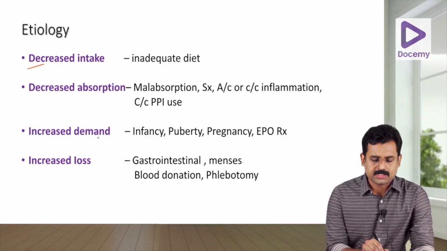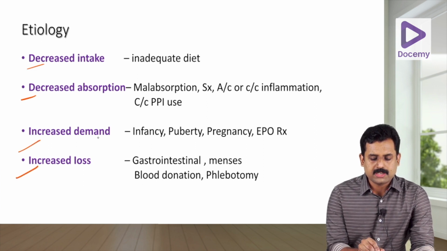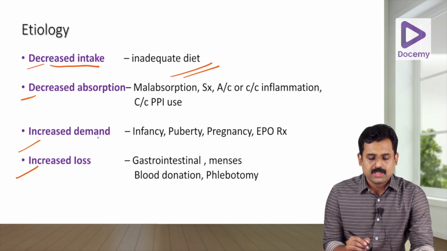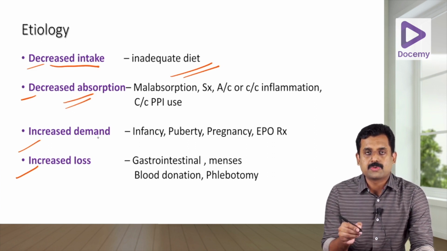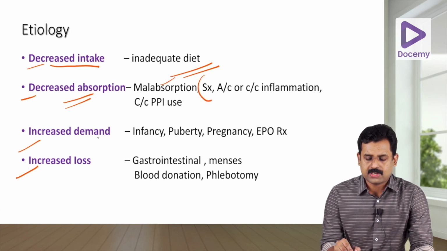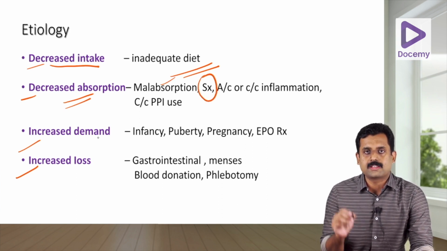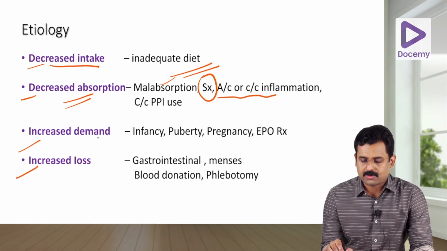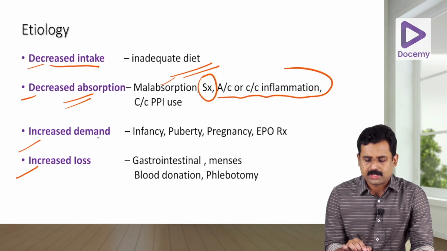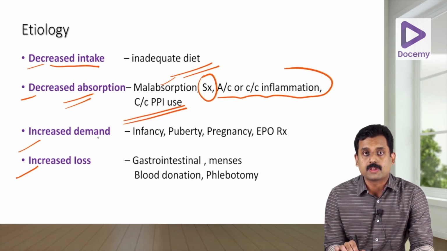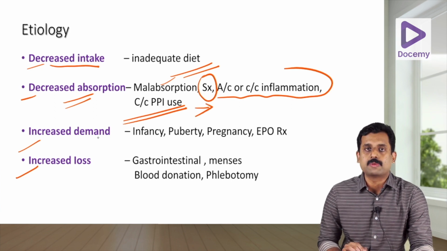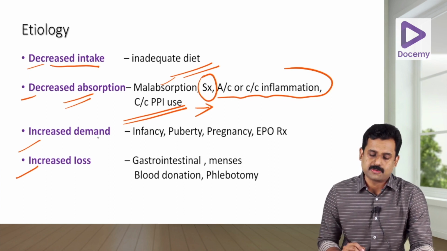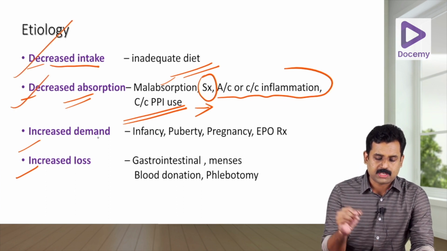You can take it as 2 decreased and 2 increased. Whenever there is a decreased intake due to an inadequate diet in extremes of age, or whenever there is a decreased absorption due to illnesses like malabsorption, or a surgery of the stomach or upper intestine. These are the areas which are concerned with iron absorption. Or whenever there is an acute or chronic inflammation of your gut, or whenever there is chronic proton pump inhibitor use, like pantoprazole or rabeprazole, this can produce an alkaline medium. Acidic medium is required for iron absorption. Okay, either decreased intake or decreased absorption.